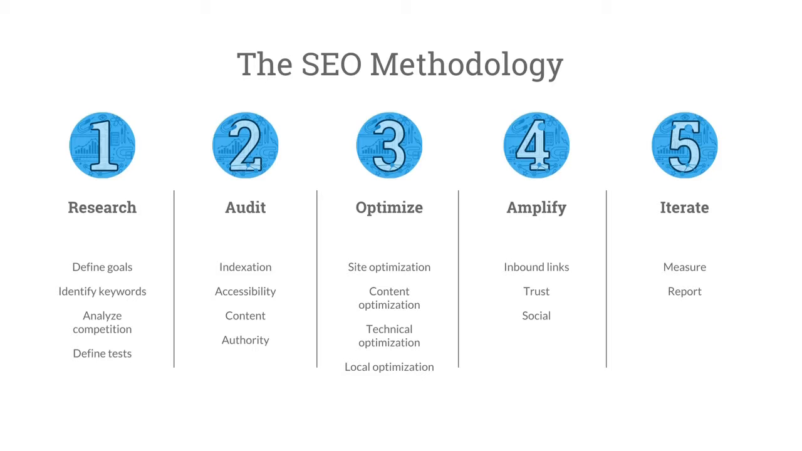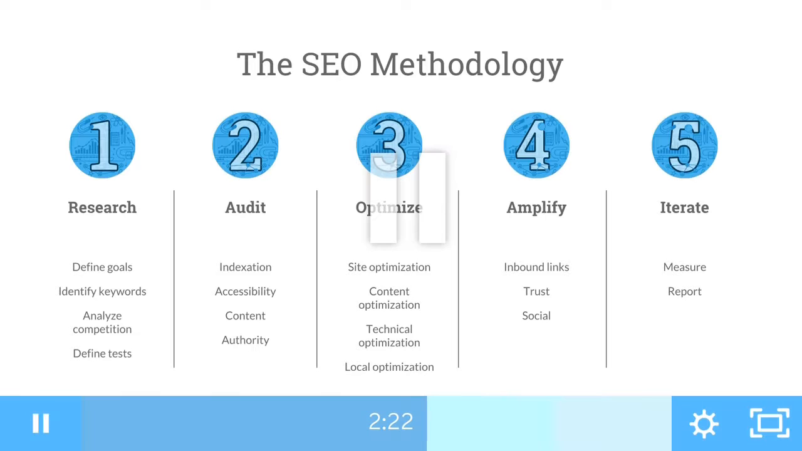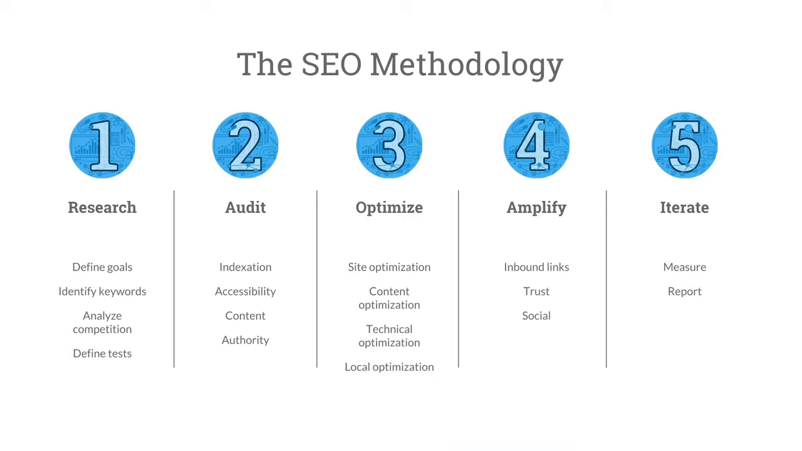Once you've optimized some of your pages, then you can move into the amplification phase. That is, let's get links to these pages that we've optimized. So doing backlink analysis, identifying different sources for links, things like that, using social media to get the word out about different pages that you want to see if you can improve the conversions or traffic to.